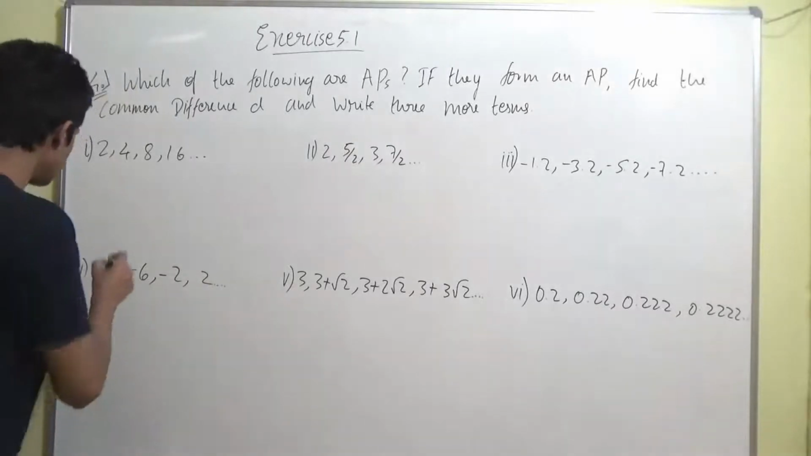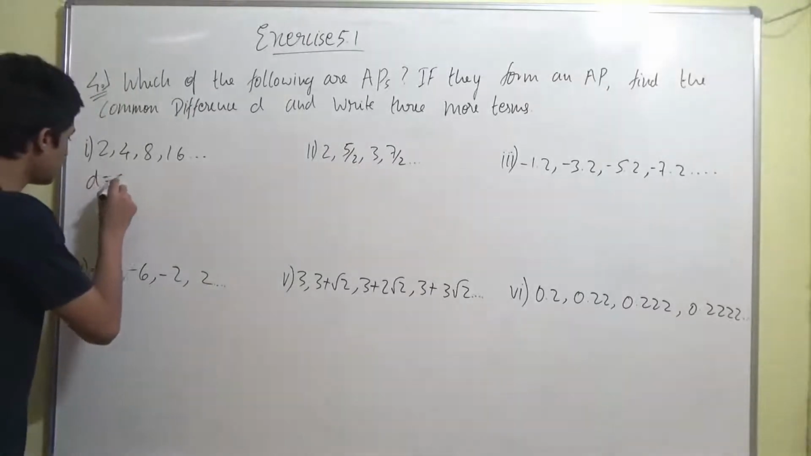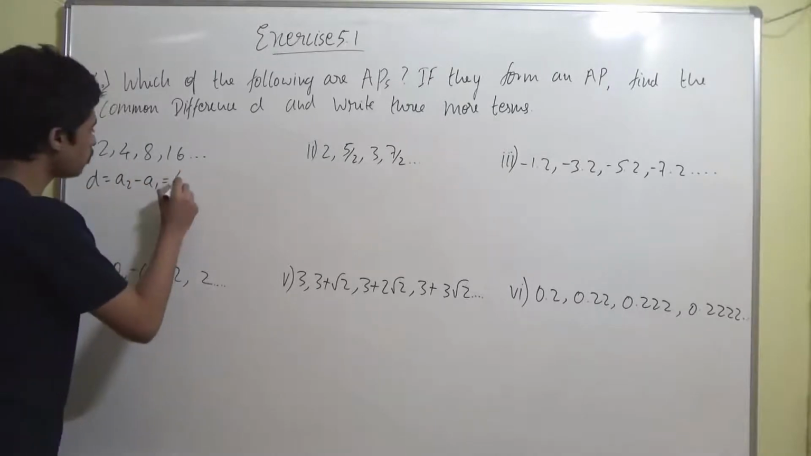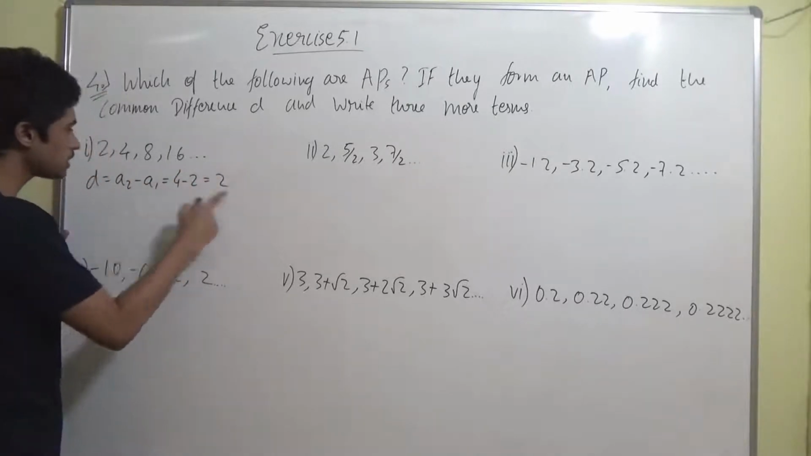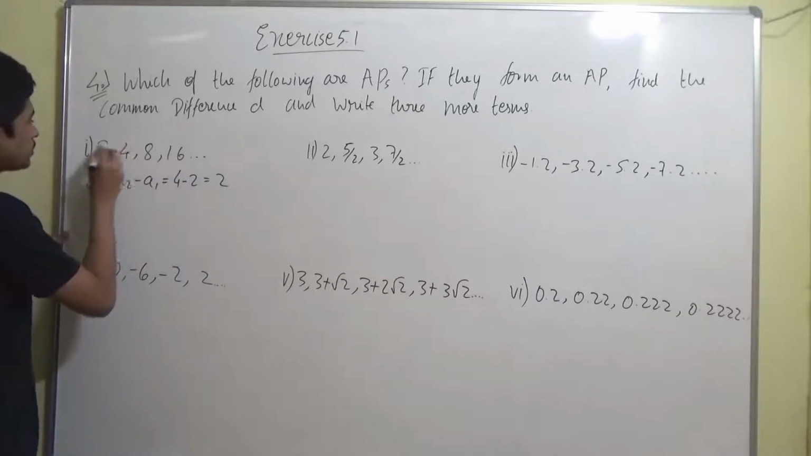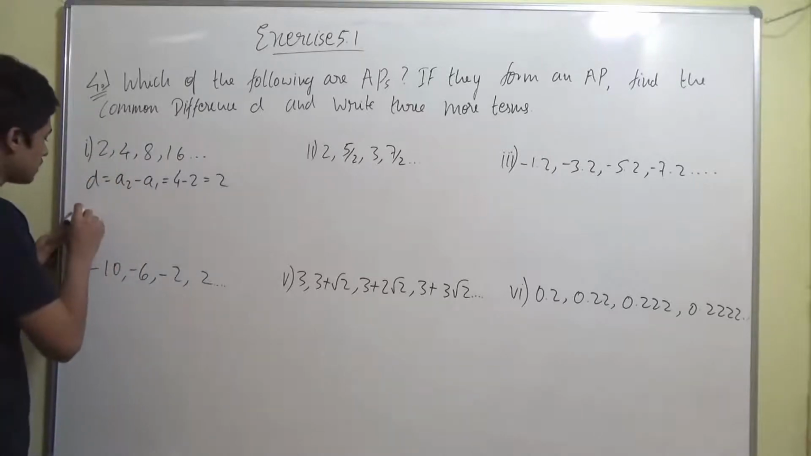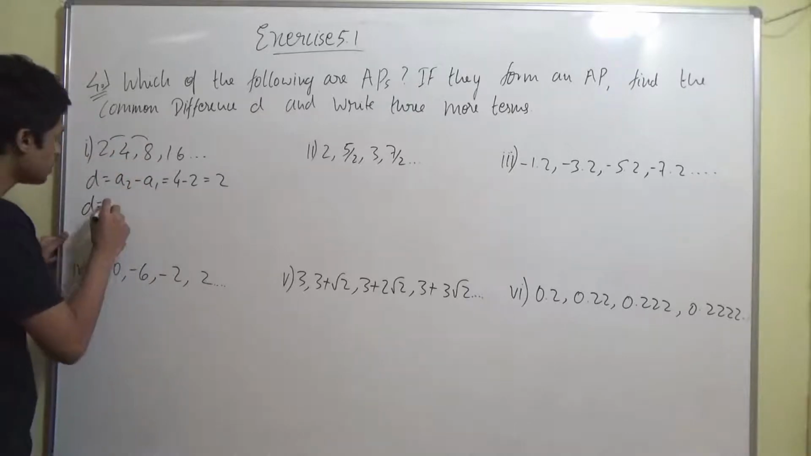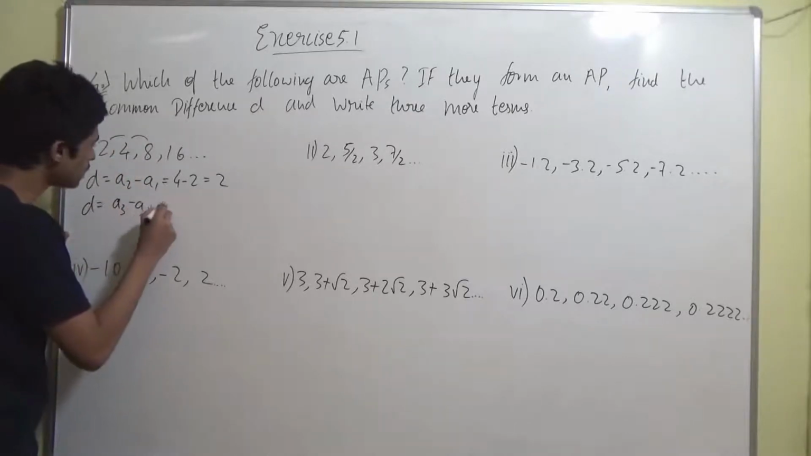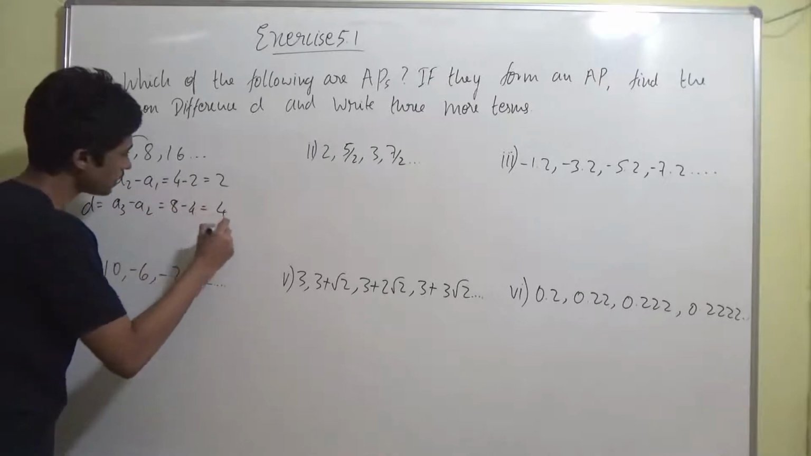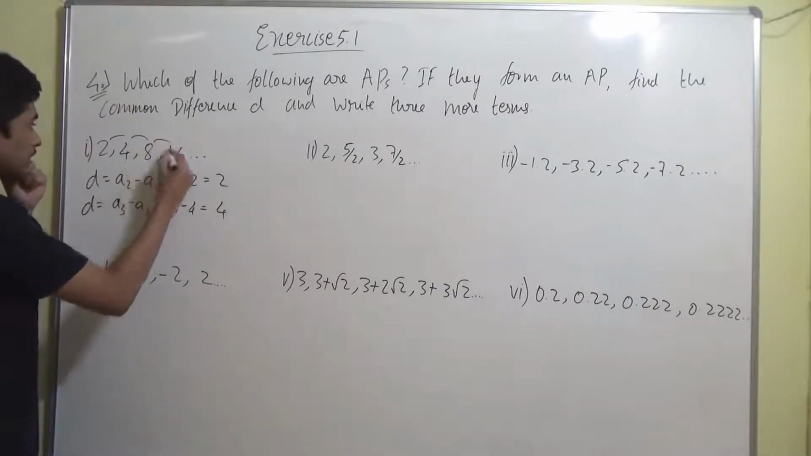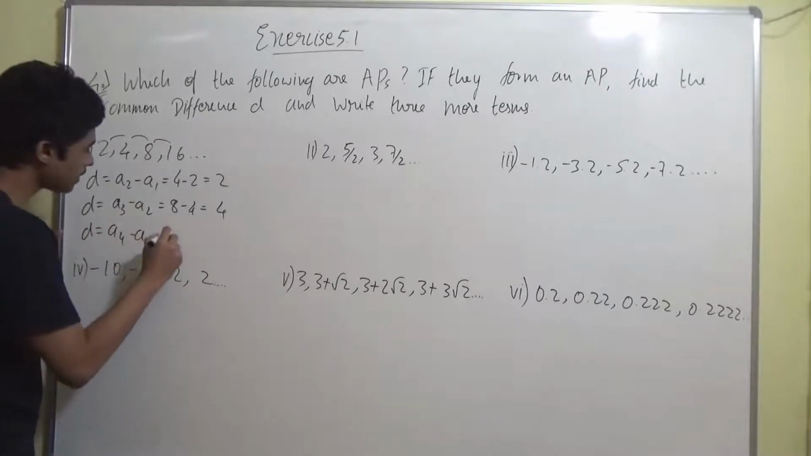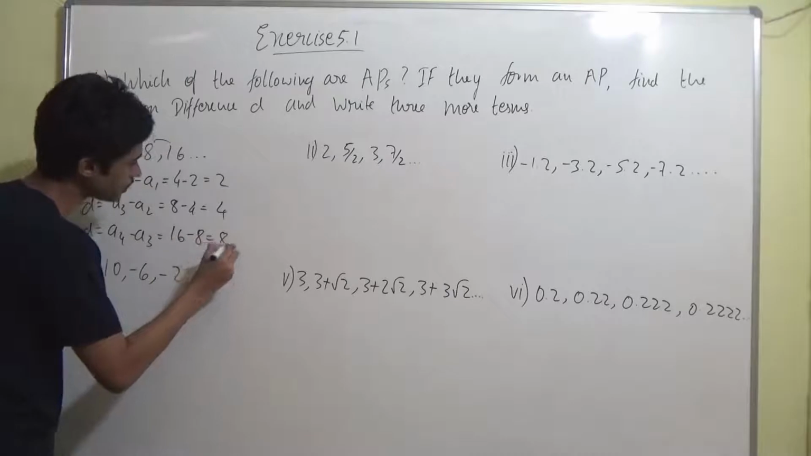That is D, which is equal to A2 minus A1, equal to, in this case, 4 minus 2, which is equal to 2. It's coming 2 for the first 2 numbers. Now the difference between the next 2 numbers is A3 minus A2, which comes out to be equal to 8 minus 4, that is 4. Getting it, guys? Now for the next 2 numbers, if you consider D equal to A4 minus A3, that will become 16 minus 8, the difference is becoming 8.